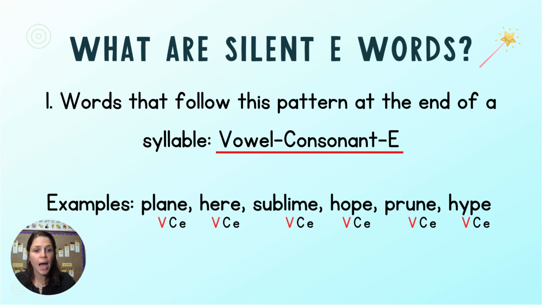hope, prune, hype. When you look at the end of each of these words, the pattern is a vowel, a consonant, and an E. You can see them all outlined here below and labeled with the VCE.